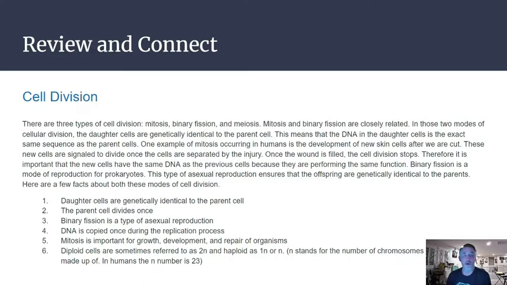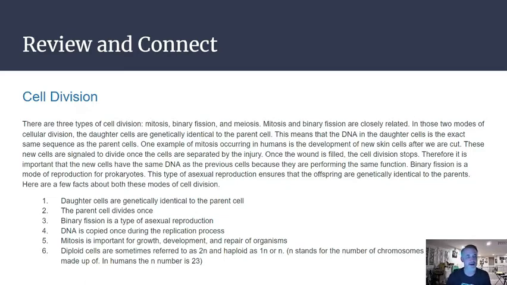Therefore, it's important that these new cells have the same DNA. We don't want to have different DNA, right? We're not a different organism. We want those cells to all have the same genetic material. Binary fission is a mode of reproduction for prokaryotes, and we mentioned that before. This type of asexual reproduction ensures that all the offspring are genetically identical to the parents.